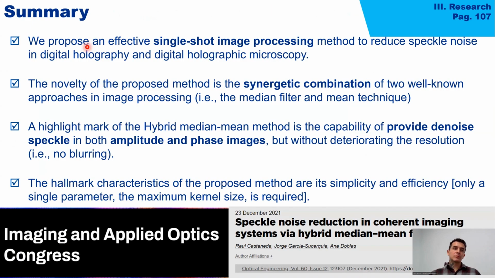So, okay. As a summary, we propose an effective single-shot image processing method to reduce the speckle noise in digital holography and digital holographic microscopy. The novelty of the proposed method is the synergistic combination of two well-known approaches in image processing, the median and the mean filter. A highlight of the hybrid median method is the capability to reduce the noise spectrum in both amplitude and phase imaging, without deteriorating the resolution.